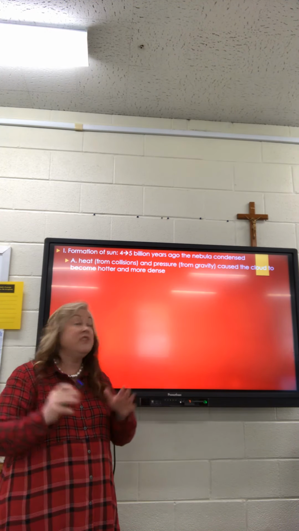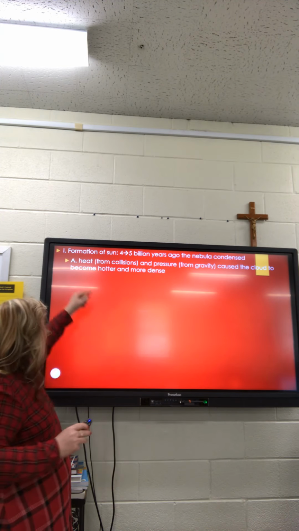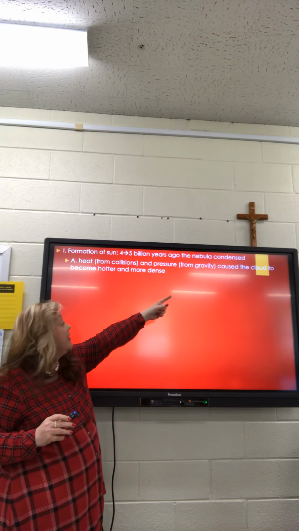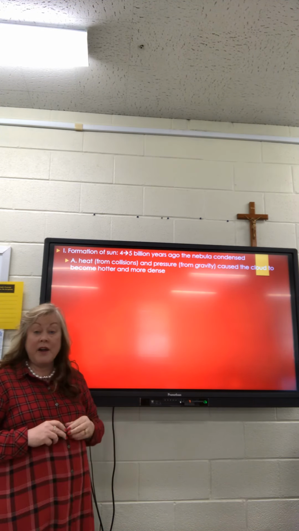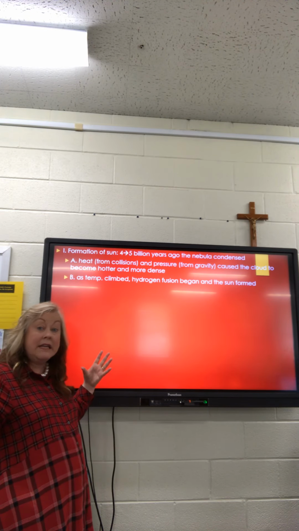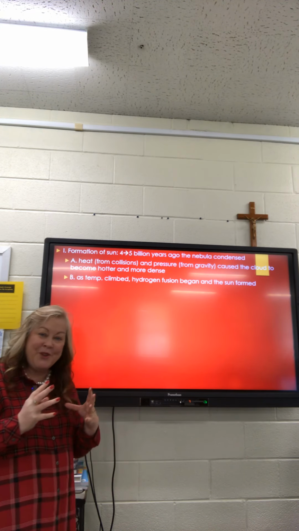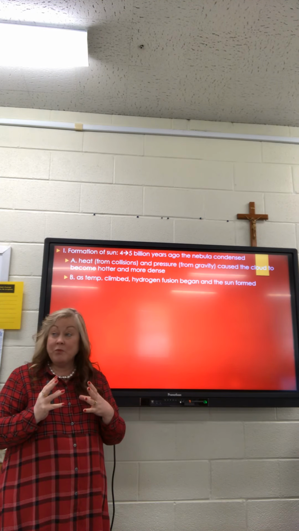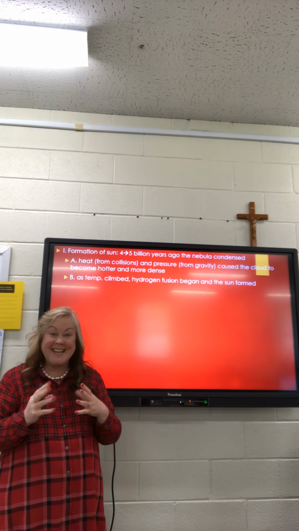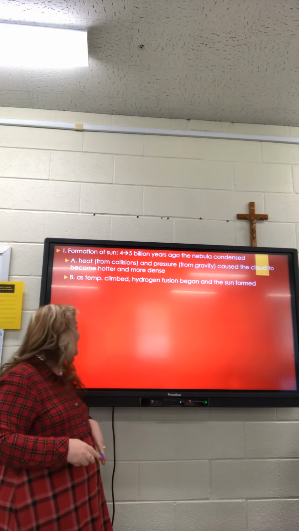Anywhere between 4 and 5 billion years ago, that cloud of gas and dust called the nebula started to condense. Heat from collisions. Now listen up, this is a question on tonight's homework. Heat from collisions and pressure from gravity caused that cloud to become hotter and more dense. As it became hotter and more dense, particles started losing their outer electrons, leaving their nuclei exposed. Nuclei started fusing together. When the nuclei fused together, they formed larger nuclei, but gave off energy in the form of light. This is why the sun gives off light. Right here.